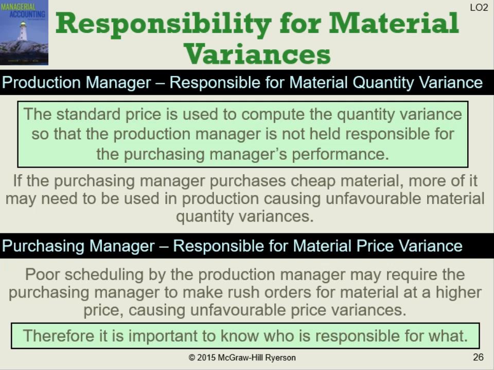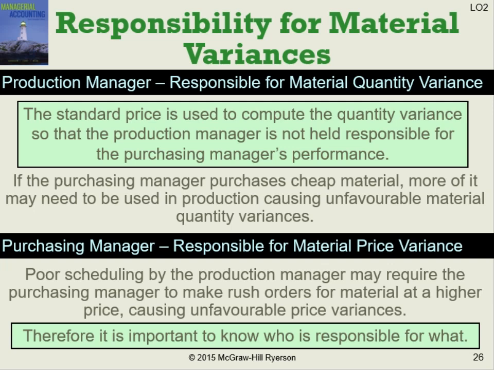Now, the standard price is applied to both quantities because the production manager isn't being held responsible for the purchasing manager's price performance, and so it's all at the standard price. But we can see, as I mentioned, if there's a cross correlation between the two. If the purchasing manager purchases poor material, then we would expect production to be less efficient. So it could be that the material quantity variance was due to a material price favorable variance.